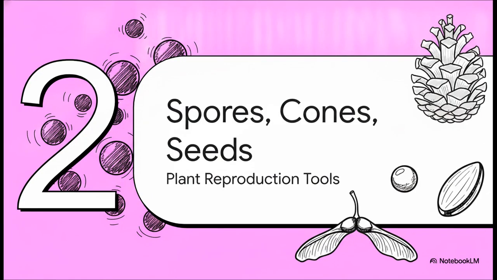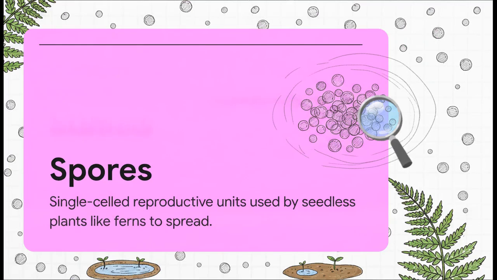Section 2. Spores, cones, and seeds. Plant reproduction tools. Let's start with spores. These are single-celled reproductive units used by seedless plants. And because they are literally just a single cell, they are unbelievably tiny and lightweight. Unlike a seed, they don't come with a built-in food supply. Instead, the plant strategy is basically a numbers game. They produce a massive amount of spores, let the wind carry them away, and just hope they land in a perfectly moist environment where they can actually grow.